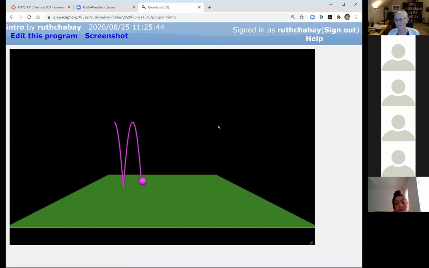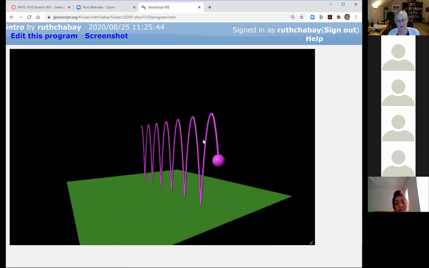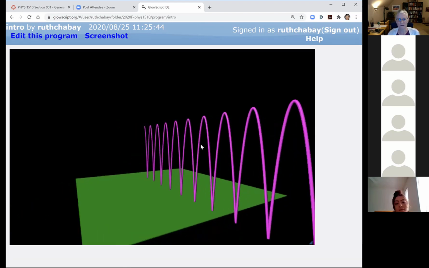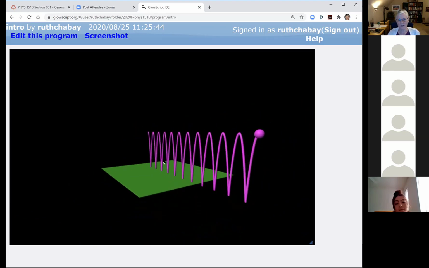we have a ball running along under the influence of the Earth's gravity, interacting with a floor. We can rotate the scene to see that it's bouncing in a straight line. It looks like we kind of forgot to tell the computer about the extent of the floor. And so the ball is happily doing what we told it to.